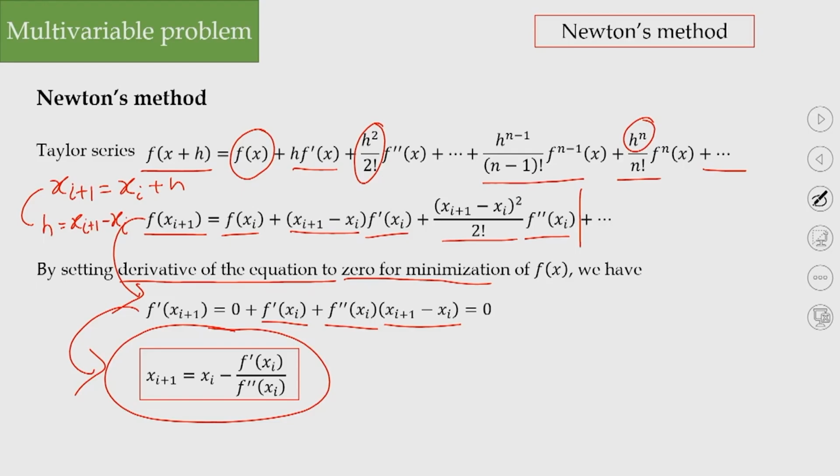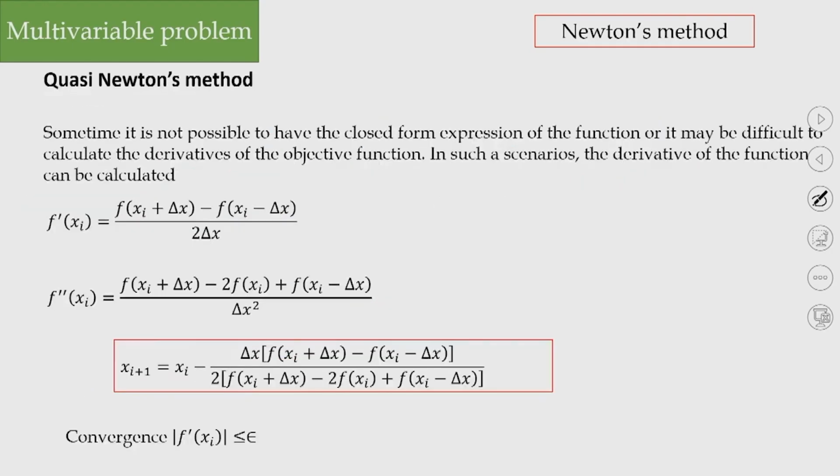So, in the case of a single variable function, I can apply this equation, and after some iterations I will get the optimal solution of this particular problem. Now, in this method, what do you have to do? You have to calculate the first derivative as well as the second derivative. What we do basically is calculate the first and second derivatives using a numerical method.